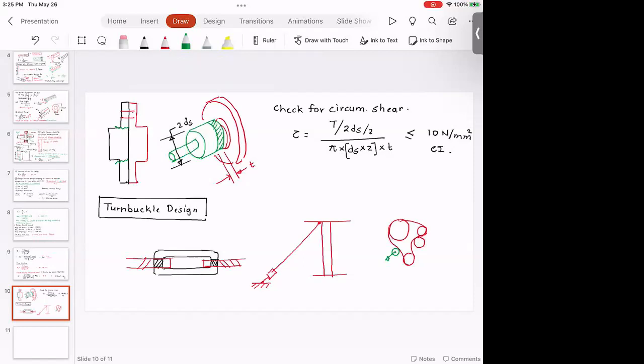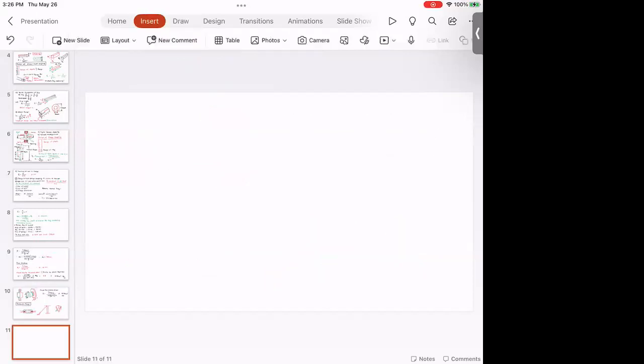Everyone understood this? So in today's class, I'm going to give you the design recipe for turnbuckle. And in the next class, I will talk about the theories of friction and how to design the power screw, screw jack, and scissor jack. So how would you design a turnbuckle?